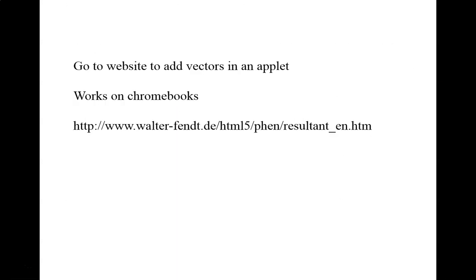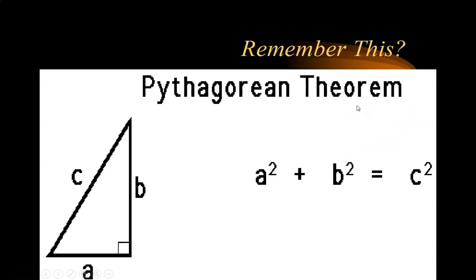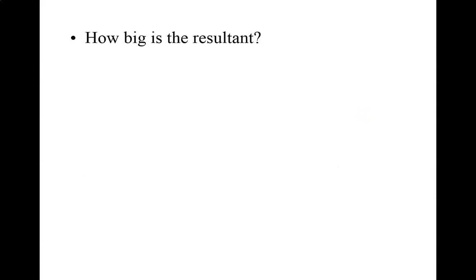But there is a better way of doing it in most cases that we're going to be dealing with. So if I had 11 kilometers north and I added to that 11 kilometers east, notice I formed a triangle here, and that is a specific type of triangle, a right triangle, which means we can use a tool that we already have in our toolbox, and that's Pythagorean's theorem. So a squared plus b squared equals c squared, right?